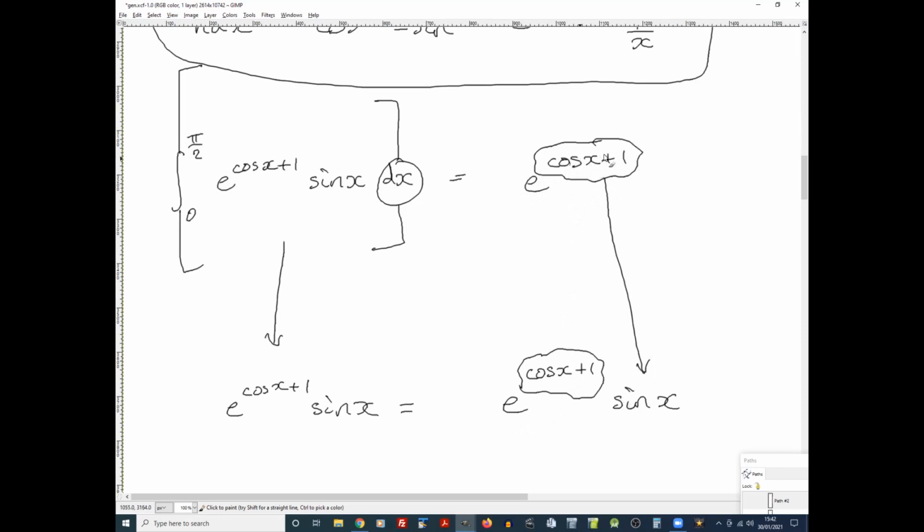What's the derivative of cos x? Minus sin x. So we do need a minus sign there, but in that case, wait, is the equal sign still okay? No, not now. We've got a minus sign there.